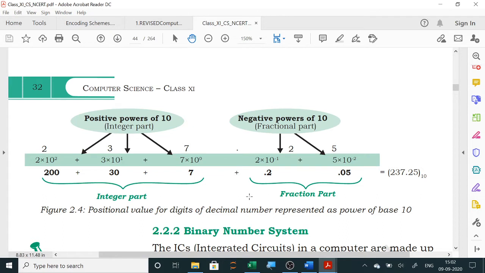Same thing they have shown here. This is the integer part. If it is 237, we are writing it like this: 200 plus 30 plus 7. And if it is the fractional part, then we are writing 10 to the power minus 1, 10 to the power minus 2. So we are getting the result as 237.25.